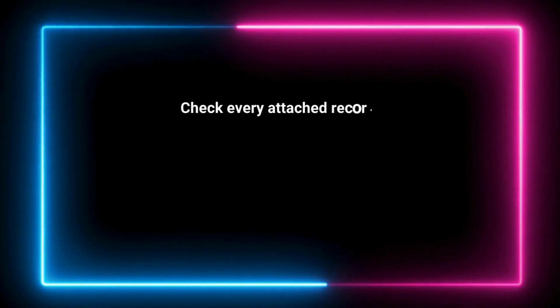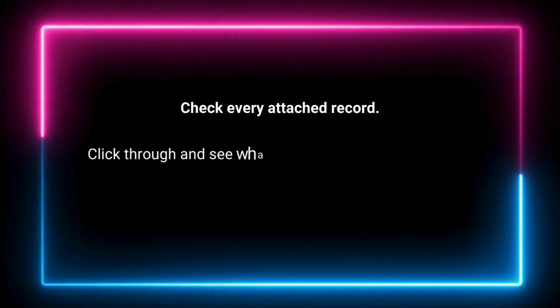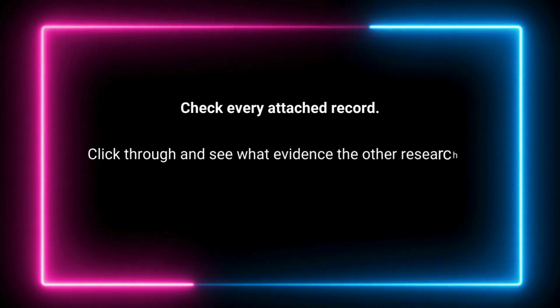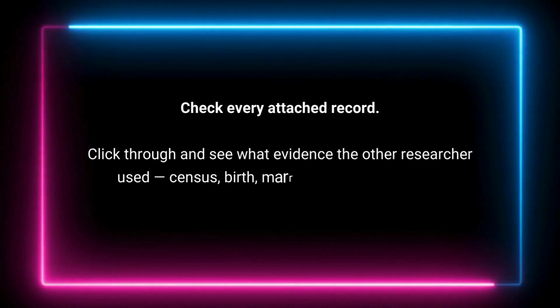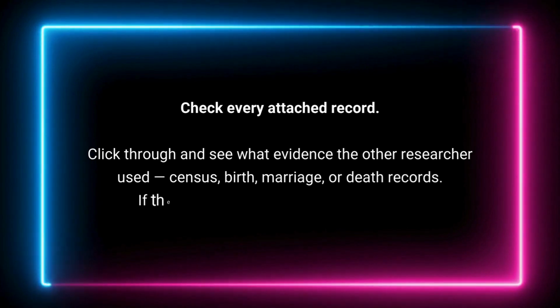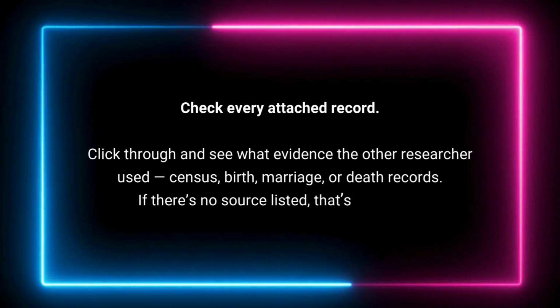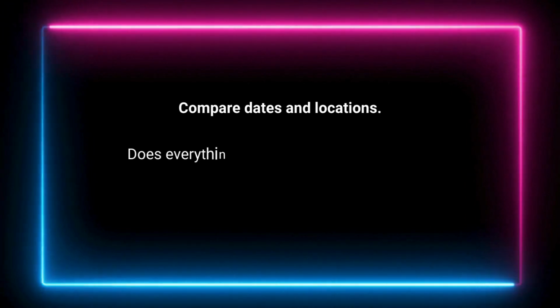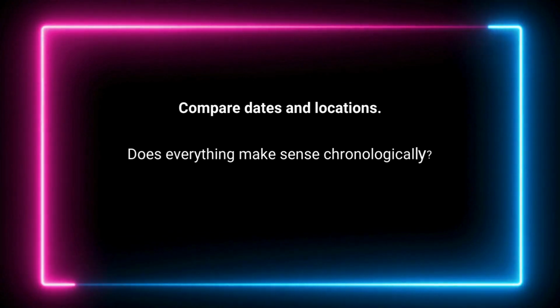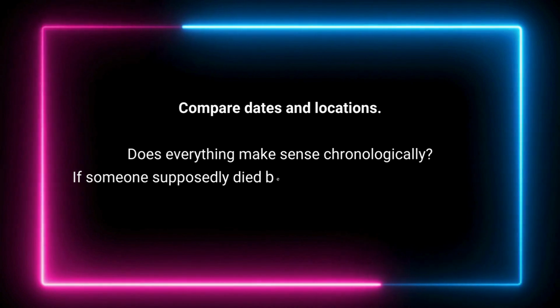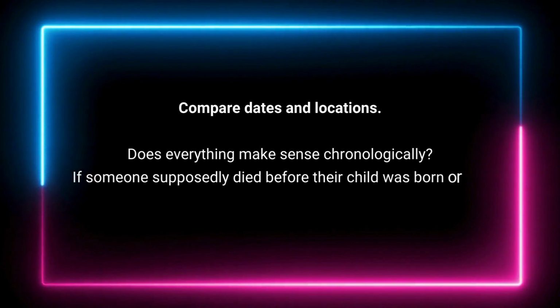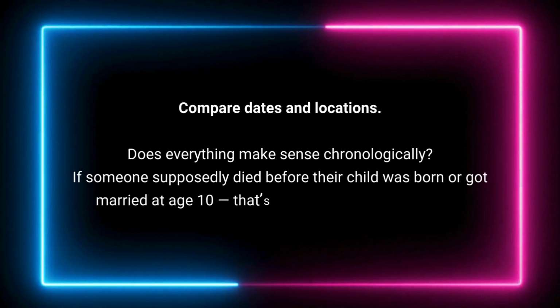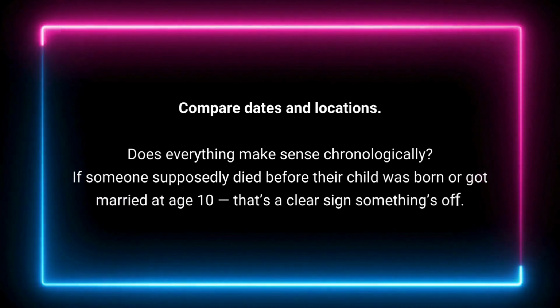Check every attached record. Click through and see what evidence the other researcher used: census, birth, marriage, or death records. If there's no source listed, that's a red flag. Compare dates and locations. Does everything make sense chronologically? If someone supposedly died before their child was born or got married at age 10, that's a clear sign something's off.